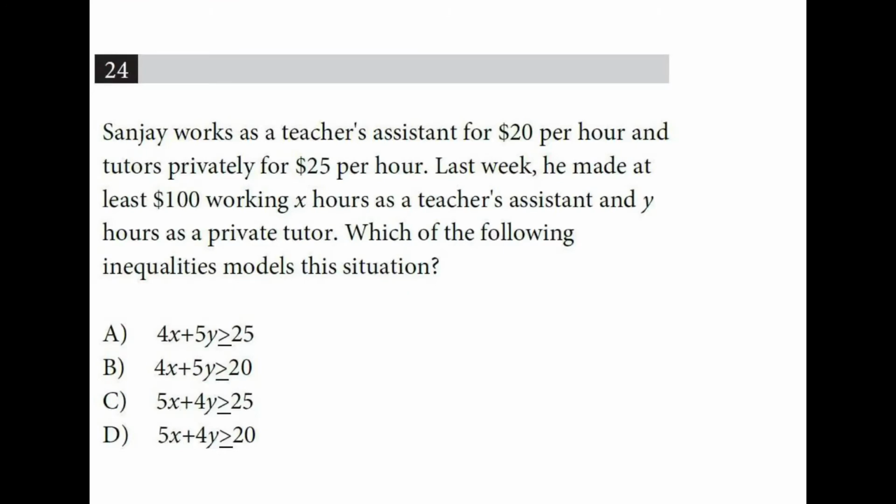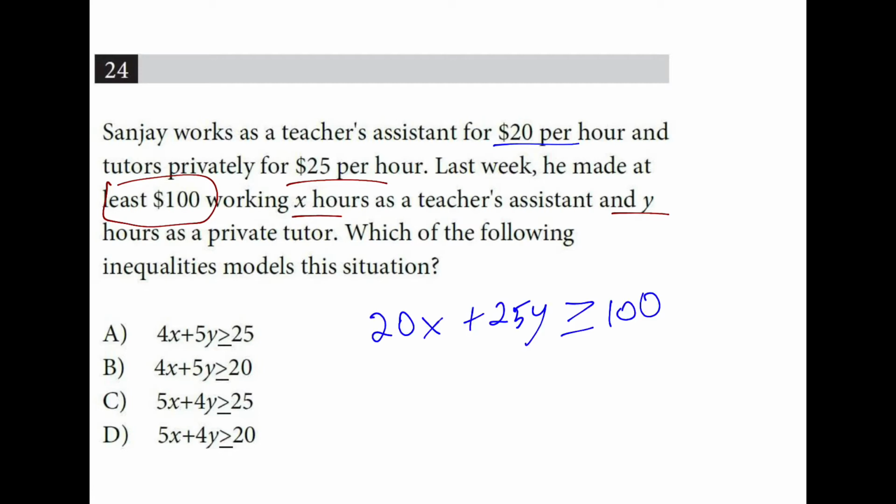Sanjay works as a teacher's assistant for this much per hour and tutoring for this much per hour. If he made at least $100, working X hours and Y hours at the different jobs, which models the situation? So this is what I would expect to see. 20 times X, which is the number of hours as the assistant, and 25 times Y, the number of hours as the private tutor, is greater than or equal to 100.